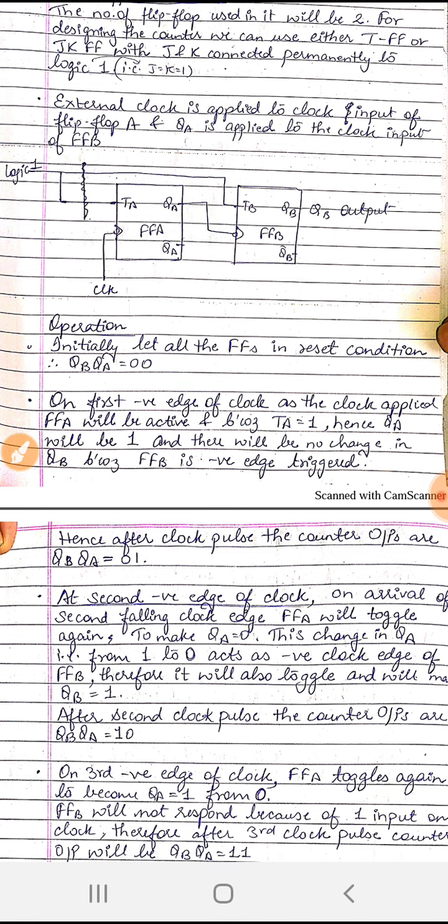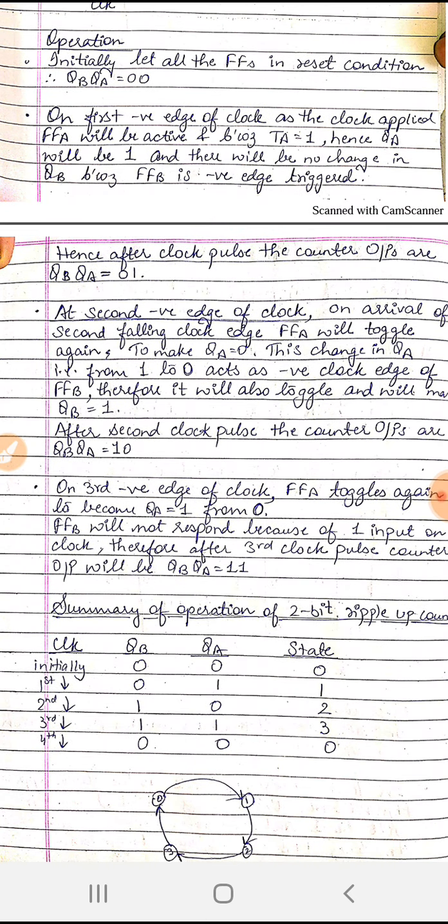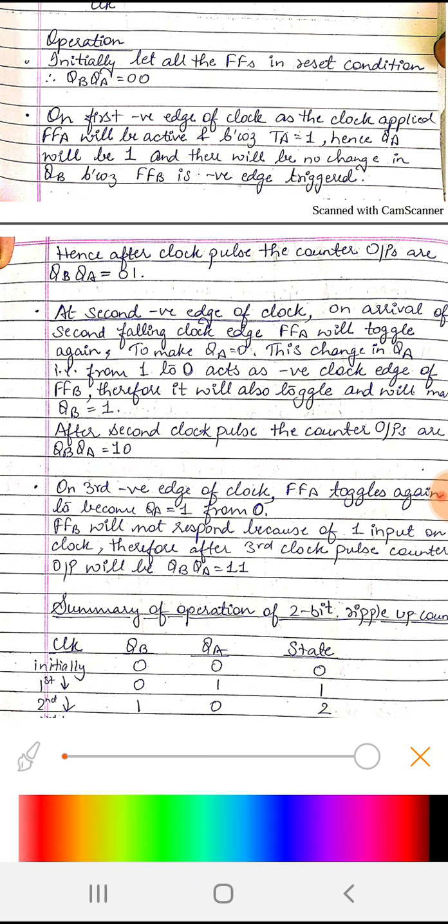Now what happens on the next edge, that is the second edge? On the second edge the flip-flop A will toggle again to make QA equal to 0, and this change in QA from 1 to 0 acts as the negative edge at flip-flop B, therefore QB now becomes 1. So now QA becomes 0 and QB becomes 1.